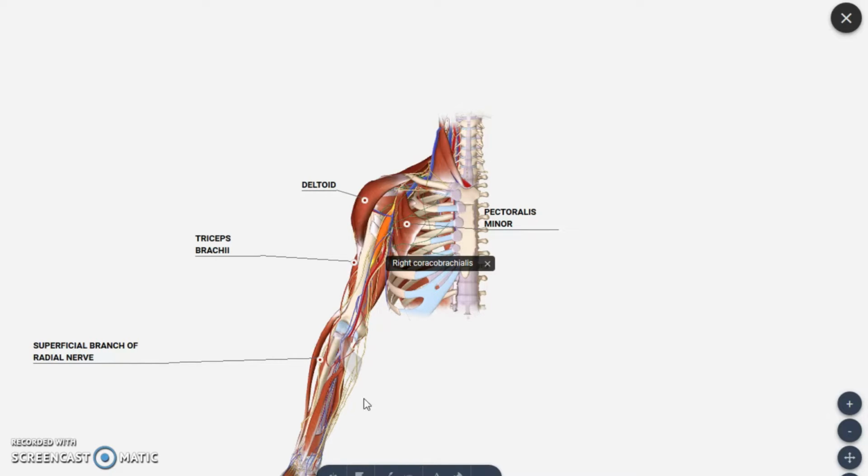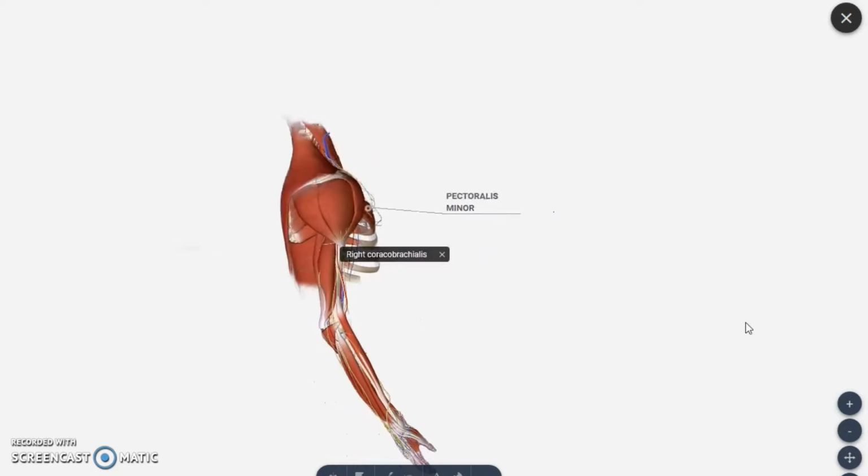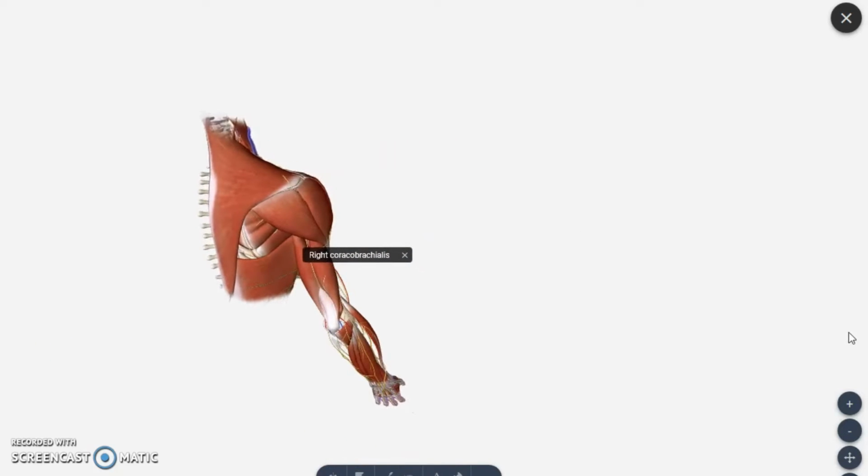So then we'll be having the posterior compartment of the arm region. If you see the posterior compartment of the arm region, you can make out clearly one muscle that is covered by the deltoid muscle, and that muscle is called triceps brachii. So you can remove the deltoid to see it clearly.